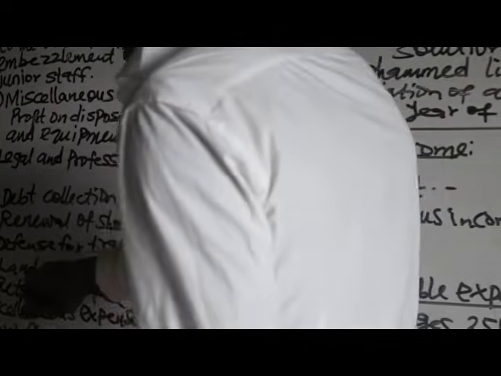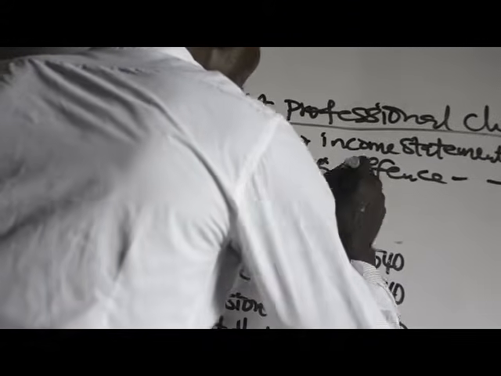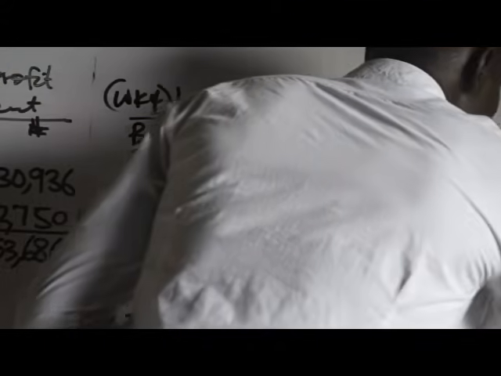Then we also have land acquisition. That is a capital expenditure. We also remove that since it is not allowable. Land acquisition of 15,000.